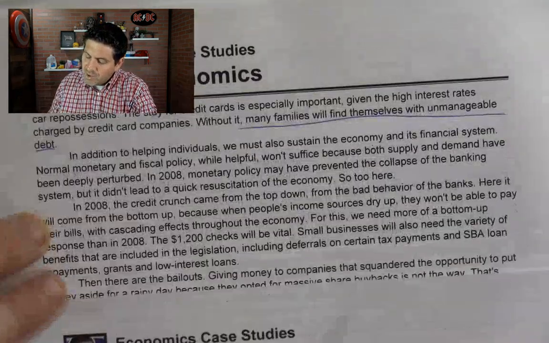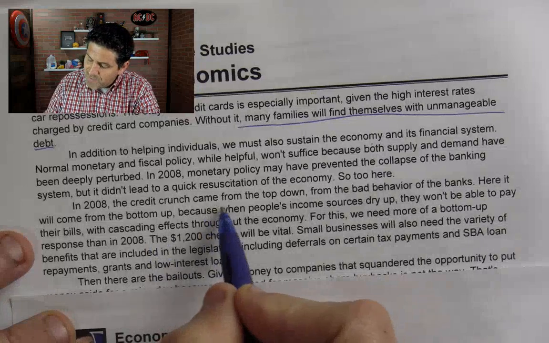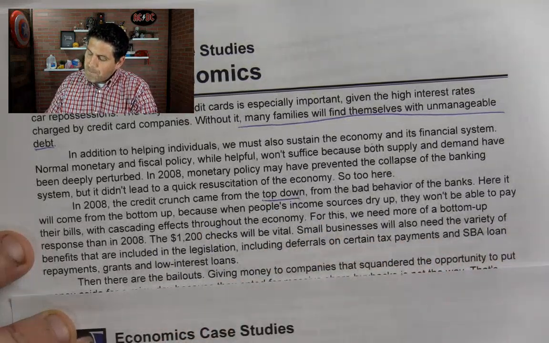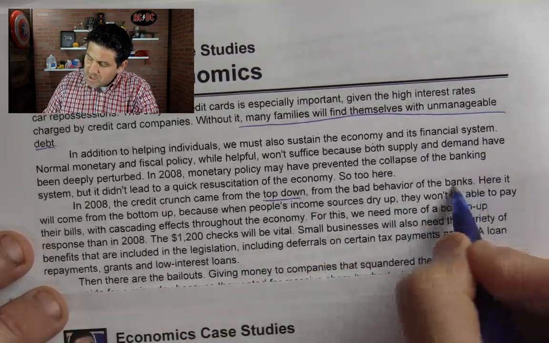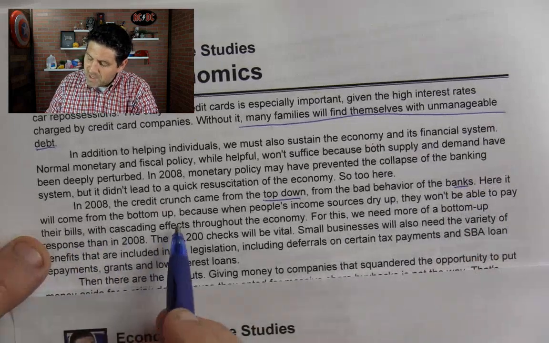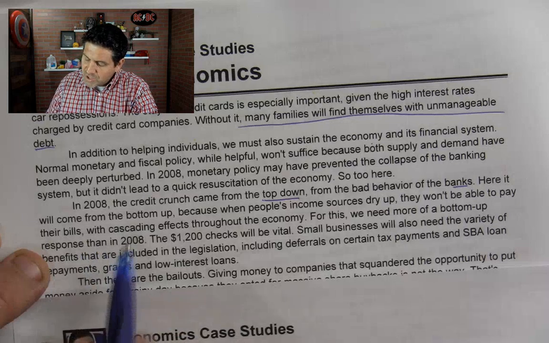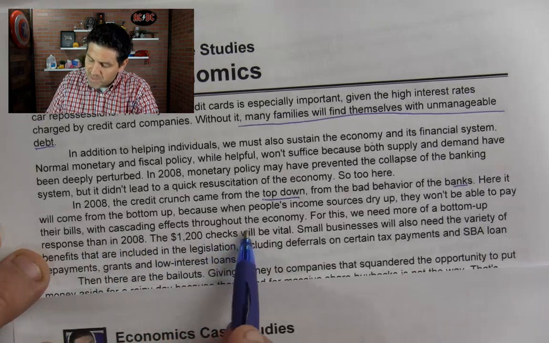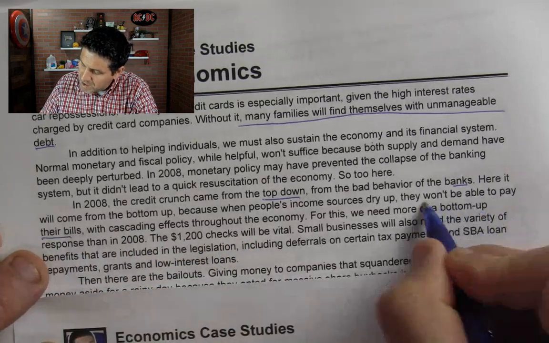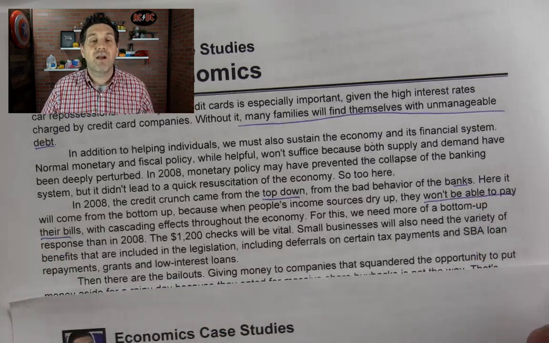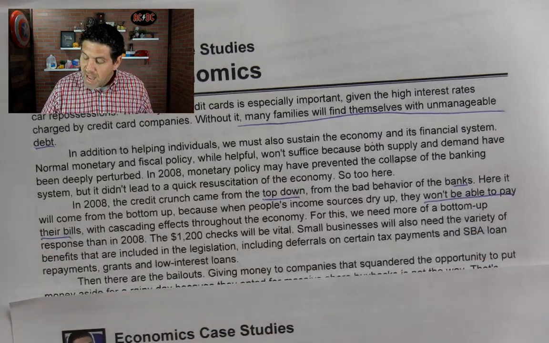All right, here we go. In 2008, the credit crunch came from the top down, from the bad behavior of the banks. Here, it's from the bottom up, because when people's income sources dry up, they won't be able to pay their bills, which causes a cascading effect throughout the economy. There it is. People won't be able to pay their bills because they're stuck at home. They can't get out there. The businesses have been shut down. And so this is a bottom up.